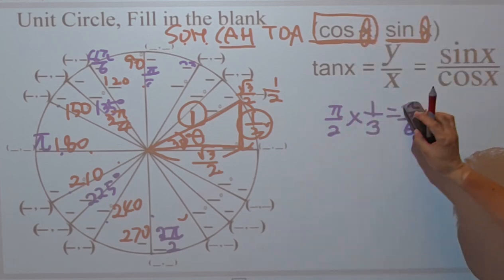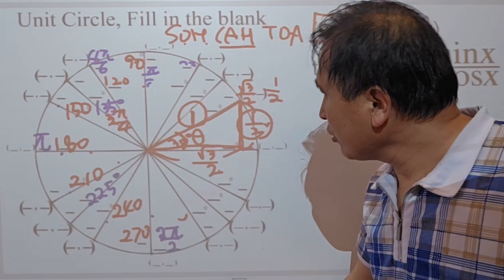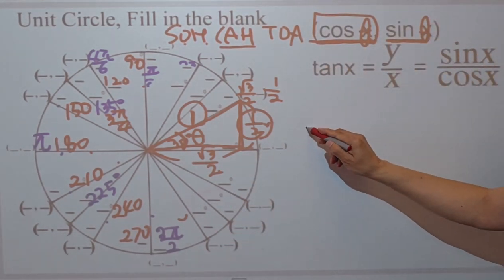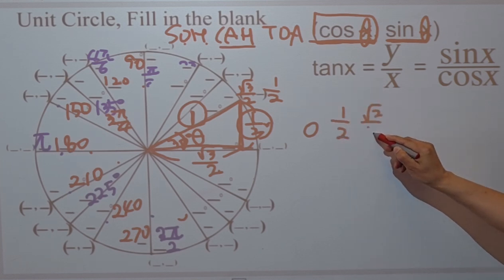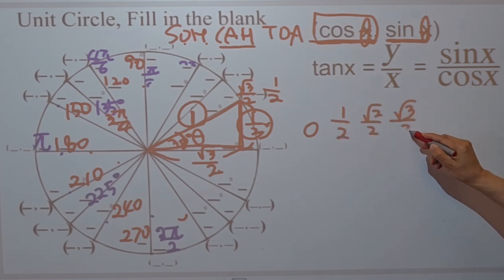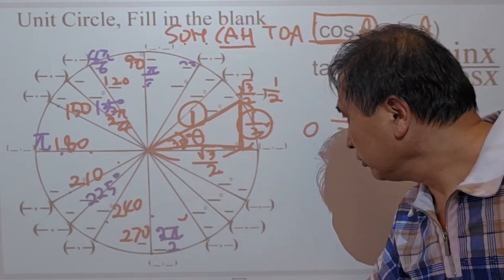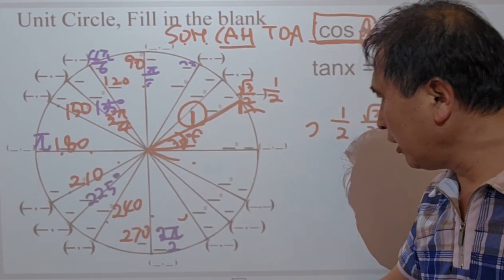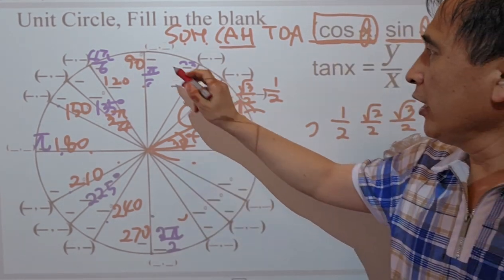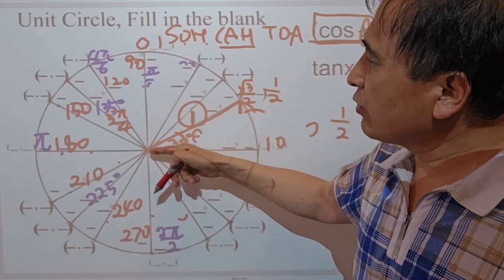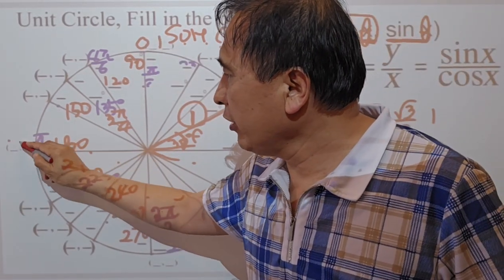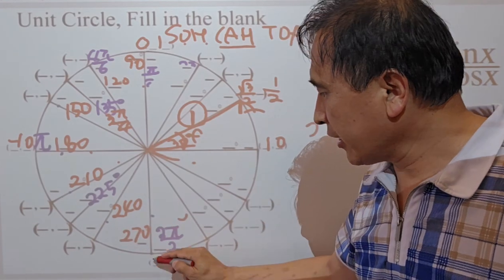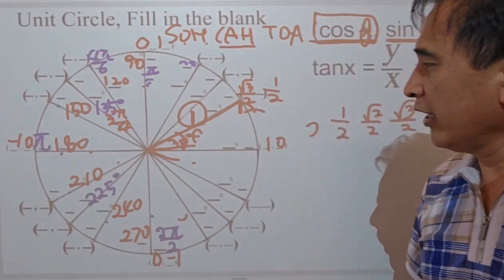So, and then this one you can figure out, you only need to remember 0, 1/2, root 2 over 2, root 3 over 2, and 1. Because on the unit circle, this is 1, 0, right? And this is 0, 1, y is 1, x value 0, right? And here, x is -1, y is 0. This is x 0, y -1, right?